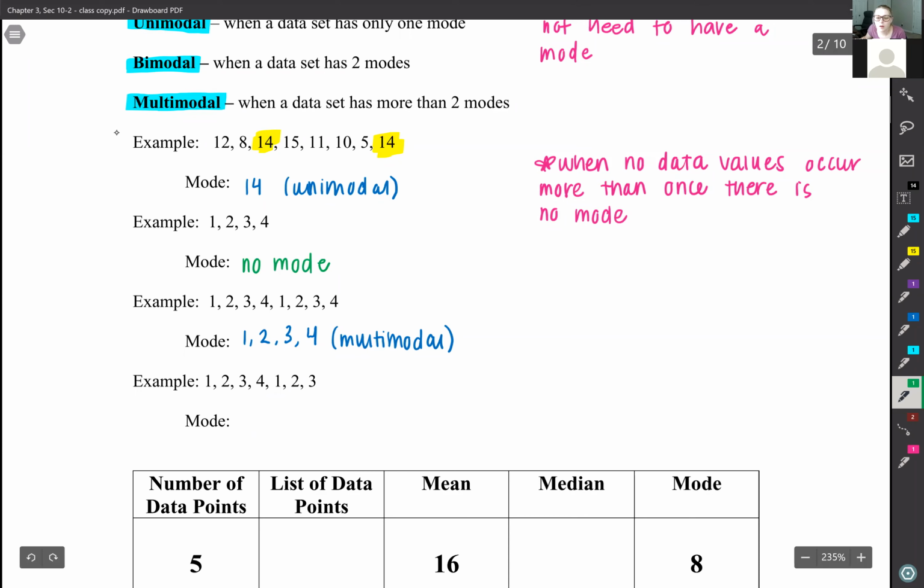Okay, so I got most everyone's answers. Most everyone said 1, 2, and 3, which is correct. In the last example, you have 1, 2, 3, 4, 1, 2, 3. So the numbers 1, 2, 3 all occur twice, and 4 only occurs once. Nice job, because the mode is 1, 2, 3. And this is again going to be multimodal.